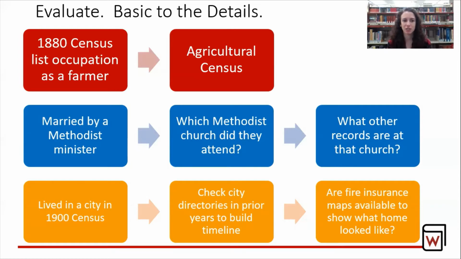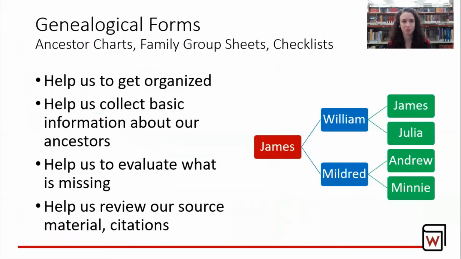If on the 1900 census you see they lived in a city, check other city directories, and not only that year, but years prior and years later, to build a timeline of how long they had been there, where they were living specifically within that city, and even what they may have been doing. A more specific occupation may be listed. And then look at fire insurance maps, which may be available for that city in the time period that they lived there, to get an idea of what the home that they lived in looked like, and maybe the business that they owned. What did that look like? How large was it? Was it in the middle of town? Was it on the outskirts of town? That's the kind of thing that you can use to help build a fuller story.